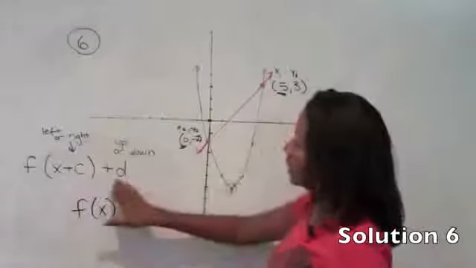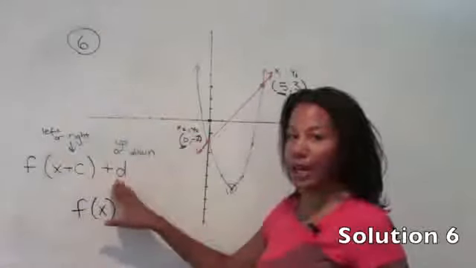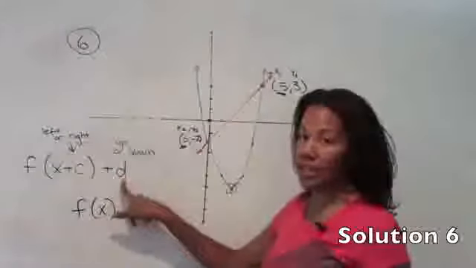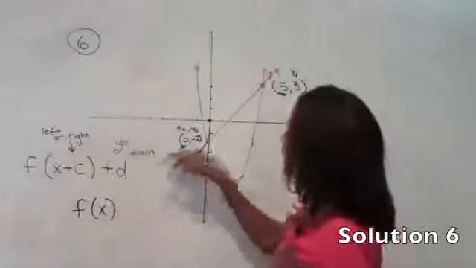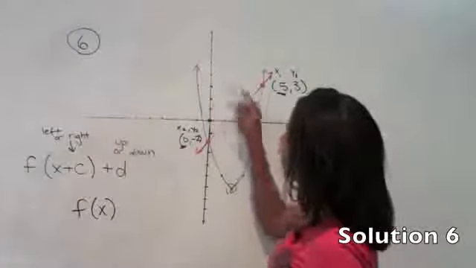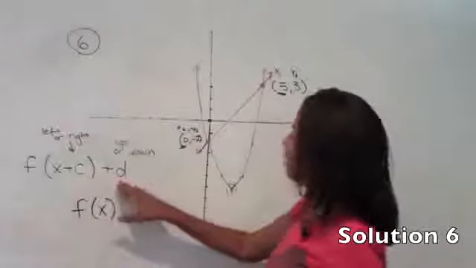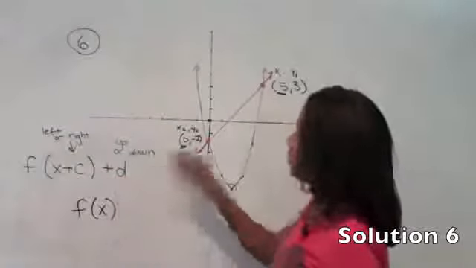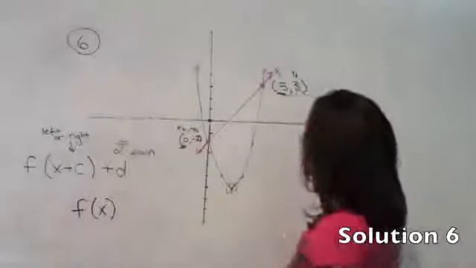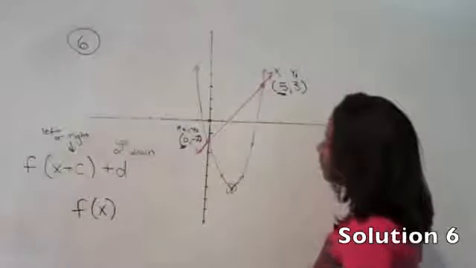Then this number out here tells you if you're shifting it up or down, and how many units. So let's say this D was a positive 3. It means you would shift this up 3 units. So if your vertex was here, you would shift it up 3 units. If this was minus that number, like -3, you would shift it down 3 units. Okay? So what we have to look out for here is how many units we've shifted it over.